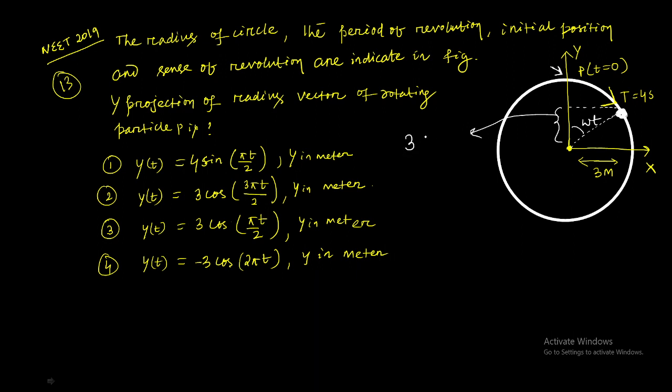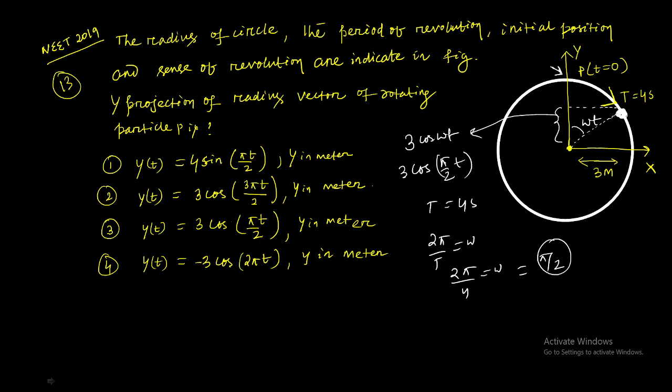3 is the radius, and this will be cos of omega t, right? So now you have to find out the omega. The time period they have given is 4 seconds. 2 pi by T equal to omega, so 2 pi by 4 equal to omega, that is omega equal to pi by 2. So this can be written as 3 cos of pi by 2 t. So which option is it? Option number 3, right? This is going to be option number 3.